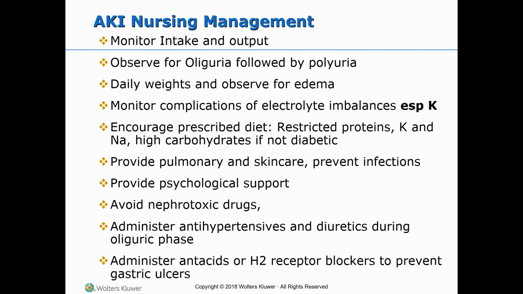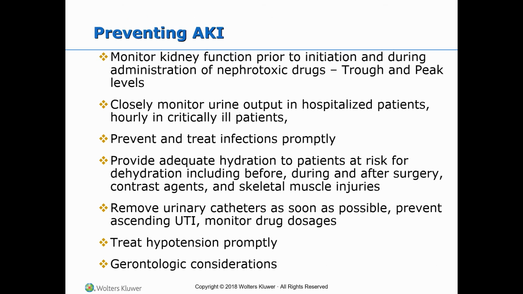Avoid nephrotoxic drugs like aminoglycosides, vancomycin, tobramycin, gentamicin, NSAIDs, digoxin, and phenytoin, and ACE inhibitors. Administer diuretics and antihypertensives during the oliguric phase. Administer antacids or hydrogen receptor blockers to prevent gastric ulcers.